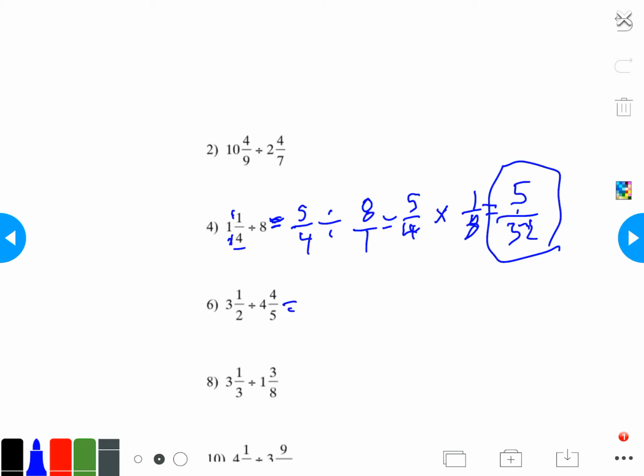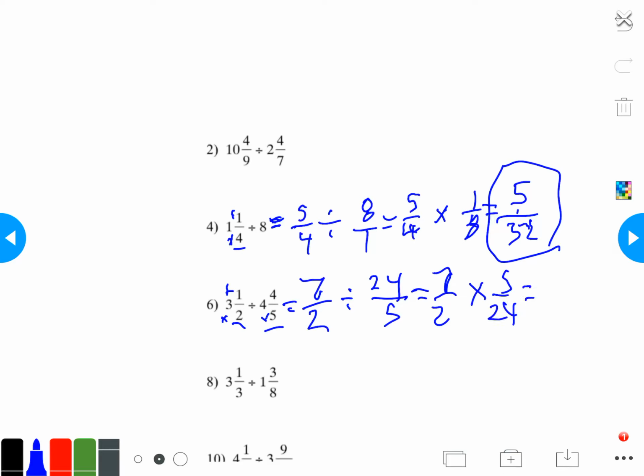Next one, this one right here is 2 times 3, 6 plus 1 is 7. So we're converting our mixed number to a fraction greater than 1. 7 over 2 divided by, keeping as division, 5 times 4 is 20, plus 4 is 24 over 5. Now we rewrite it and flip it. Don't try to double the step up, because that's where everybody messes up. 7 over 2, we're keeping that. Division to multiplication, 5 over 24. We end up with 35 over 48.